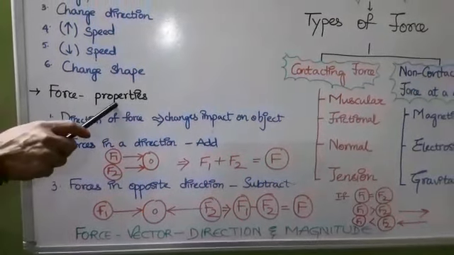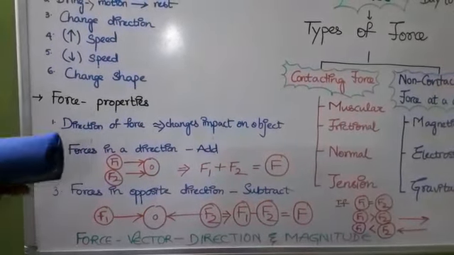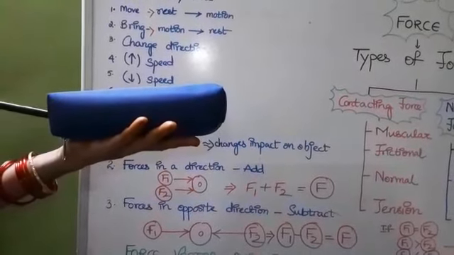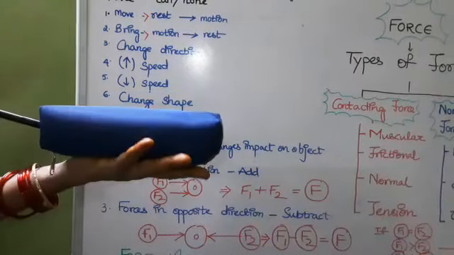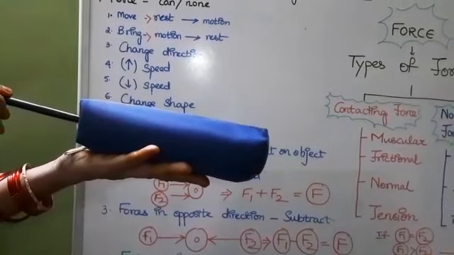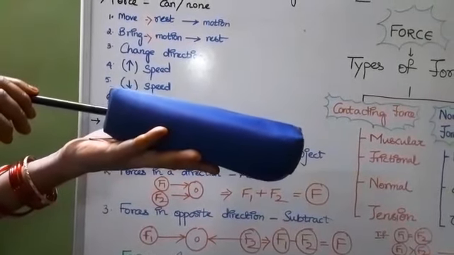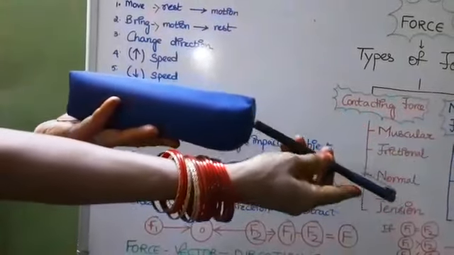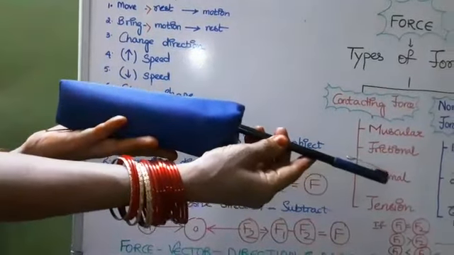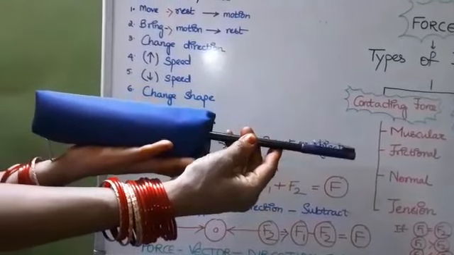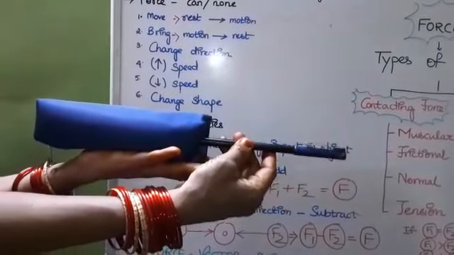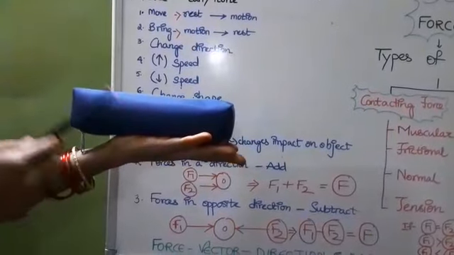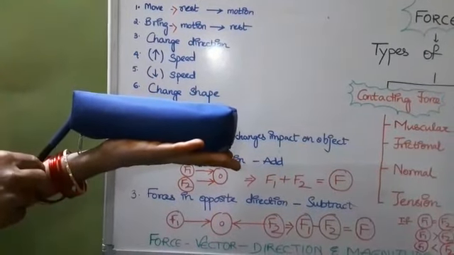Now coming to the properties of force. In that, let us take an object. If I start applying the force in this direction, the object slowly moves into the other direction. If I change the application of force from the other side, the object moves towards me. In this way, the movement of the object depends upon which direction the force is applied.